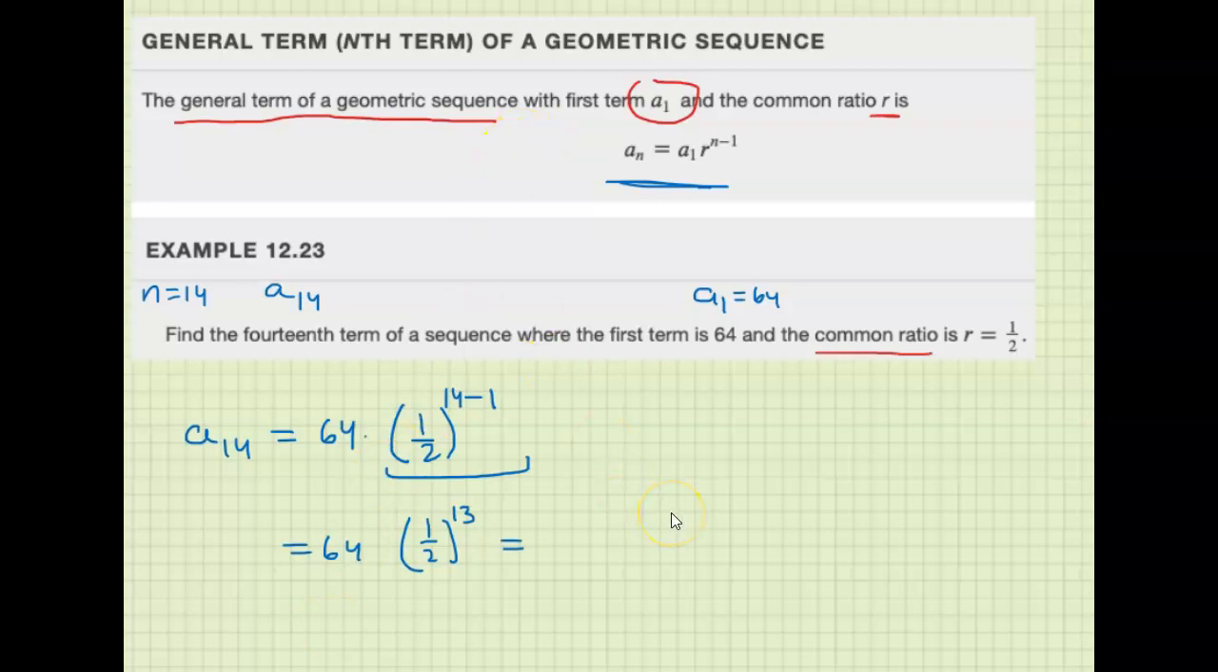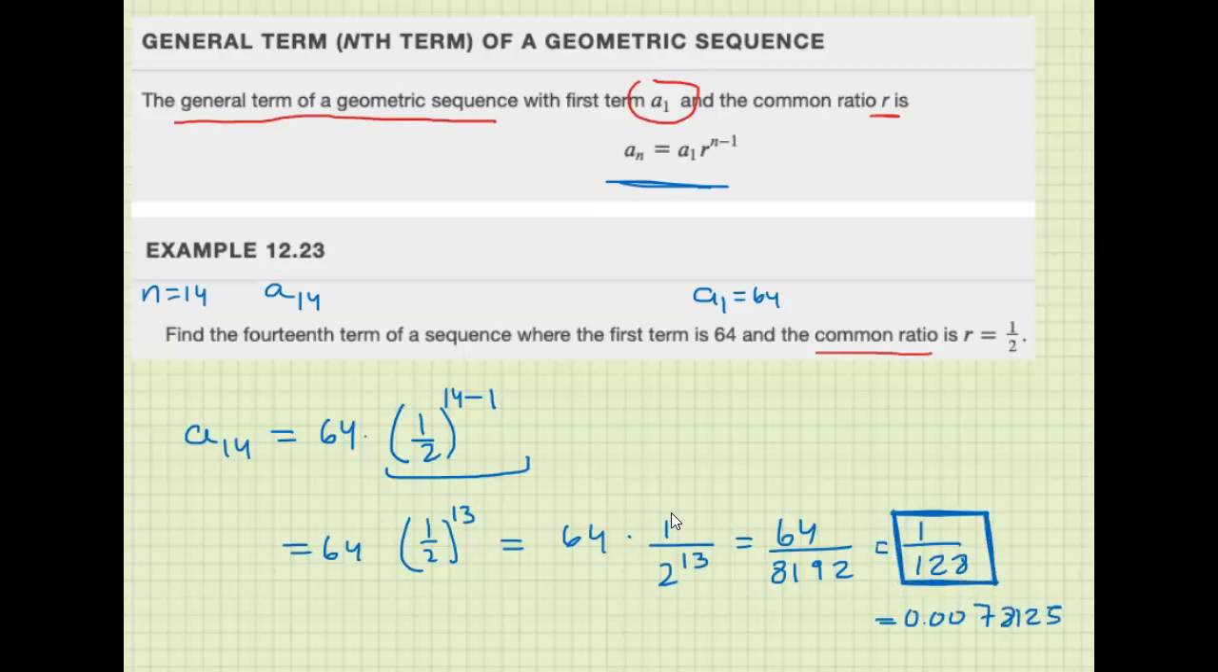Let's see, so we have 64, 1 to the 13 is 1, 2 to the 13, 64 over 2 to the power 13 is 8192, and if I divide 64 divided by 8192, we get 1 over 128, okay? Which is also 0.0078125, right? So this is our 14th term.